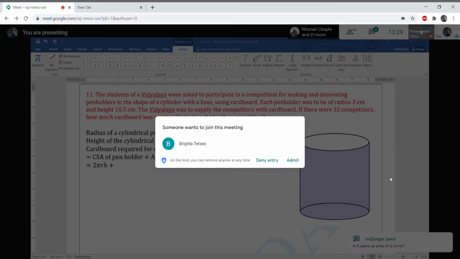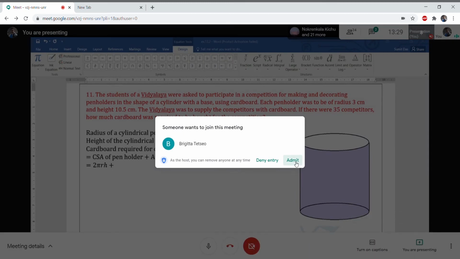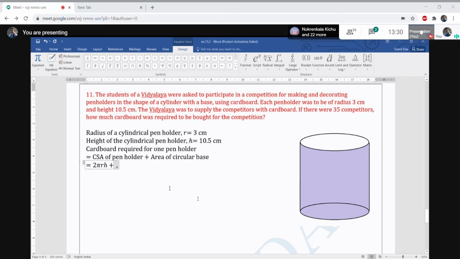Yes, obviously, area of the circular base means area of a circle, pi r square. Then we can put the values. I would like to take pi common, and r also. Then what will remain inside? It will be 2h plus r.